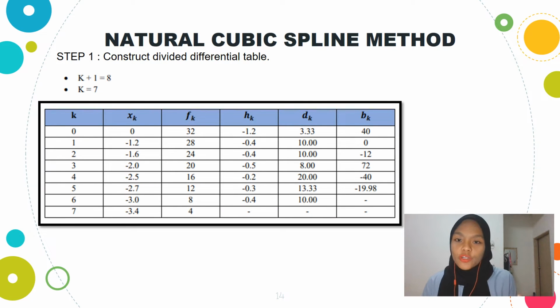Okay, so our group selected the method of using the natural cubic spline. I will explain the first 3 steps in the natural cubic spline method, where the first step is to construct the divided difference table. First thing first, we have to find the value for k, where k plus 1 is equal to 8, so our value for k is 7. Then find the values in the table, which are k, xk, fk, hk, dk, and also bk.